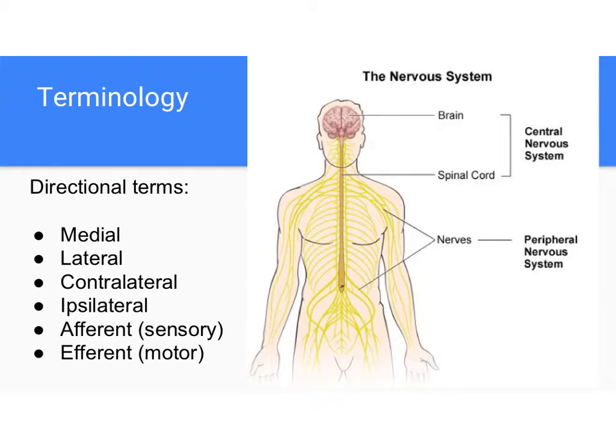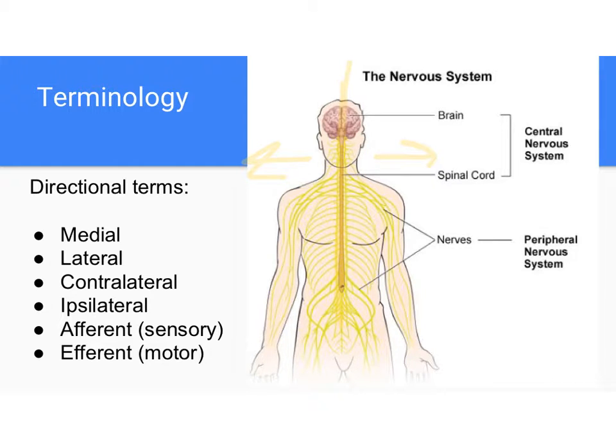So when you're talking about the nervous system, you need some ideas of the different terminology that we use to describe the location of things. So medial would be straight in the midline, right? In the middle of the body, that would be medial, and anything on the outside of that would be considered lateral. There's also, if something's on the opposite side of the body, it's called contralateral. If it's on the same side, it's ipsilateral.